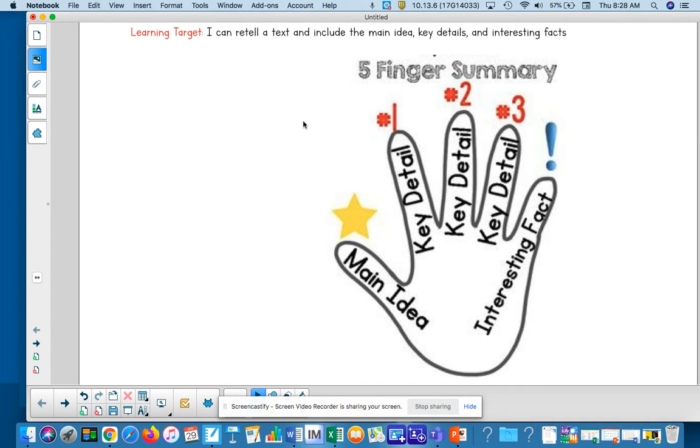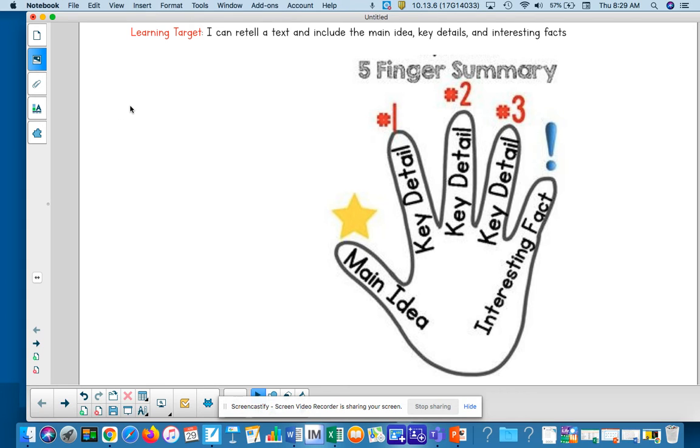So I know that the main idea is mostly about bats and the different types of food that they eat. A key detail that I can include is that some bats eat fruit. That's what the text said. Another key detail is that some bats eat insects. So that's one thing, that's another detail. And what's another detail I can think about from the text? Oh, I know. Vampire bats drink the blood from cows and deer, not humans.